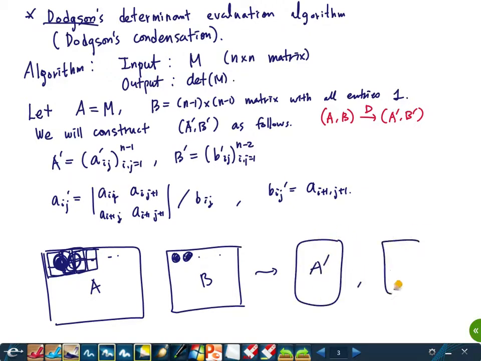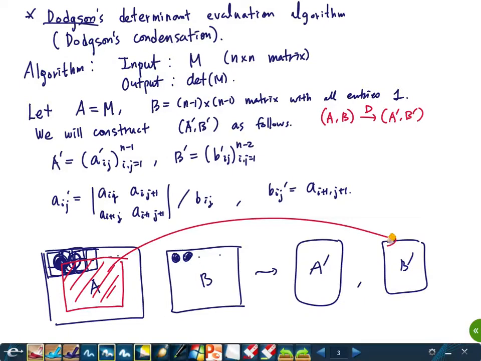What is B prime? It's just the center of this part. This part will be B prime. You just copy this and paste it over here. That's going to be B prime. So the size of this is the size of A minus 2, so it will be n minus 2 times n minus 2. This is how we construct A prime, B prime. In this way, we can reduce the size of the matrix by 1, and we will do this until we have just a 1x1 matrix.